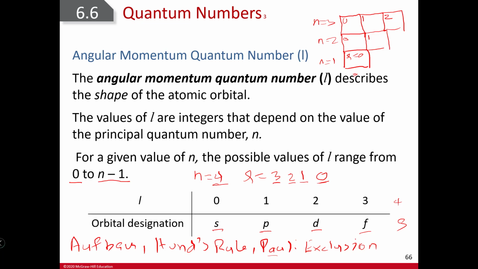And it's not just memorizing that definition. You need to be able to apply it. So if I give you a string of quantum numbers, you can tell me which ones are allowed and which ones are not allowed. All right? Aufbau principle, Hund's rule, Pauli exclusion. Those are some of the rules that you should learn in Chapter 6.